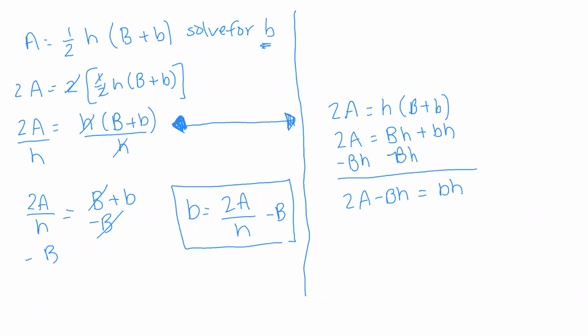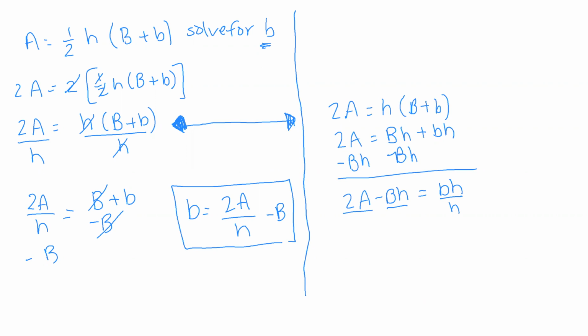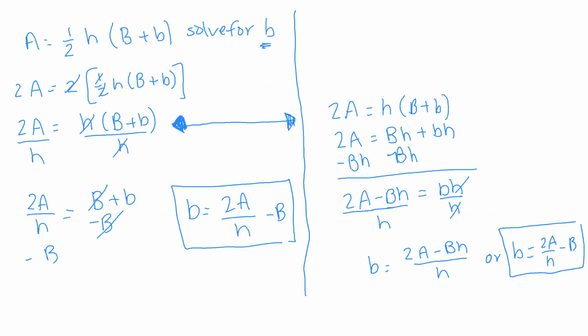And then we have this multiplication of b and h that would have to be undone. So divide each term by h, or you can divide each side by h, whichever you're more comfortable with. H is canceled, and we get b equals 2a minus BH over h, or 2a over h minus B. Either answer is fine. Either approach is fine.